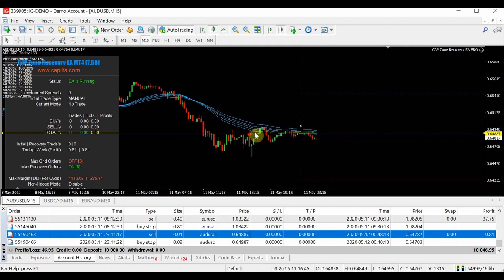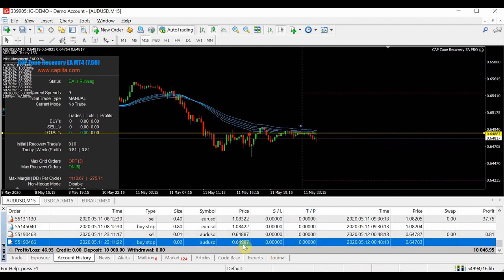So I got in at this yellow line over here, and this section here at 0.64987 is where this arrow is, where my buy stop hedge trade would have been if price went against me. But as you can see, price never really looked back and just continued going down in my favor. So I guess the good news is that I did close out day 2 in profit.